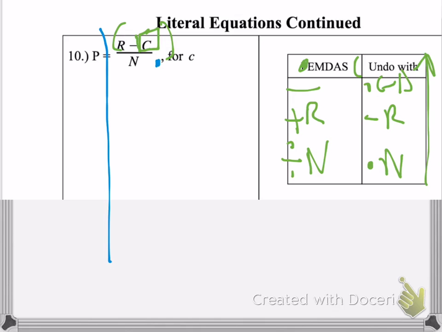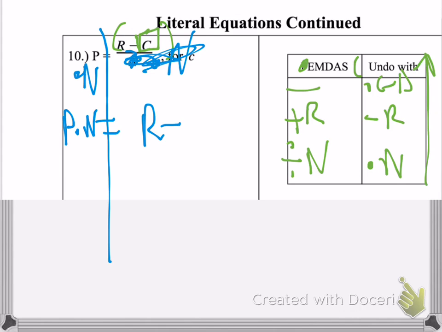Okay, so we're going to multiply the left and right sides times n. So p times n is pn, if you want. N divided by n and multiplied by n cancel each other out, so we're left with r minus c. Then we need to subtract r.